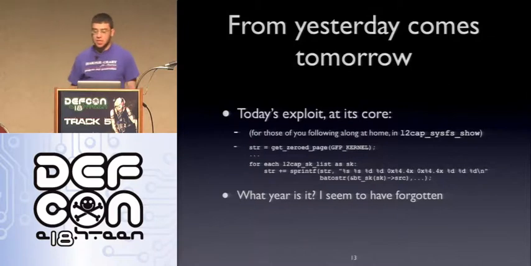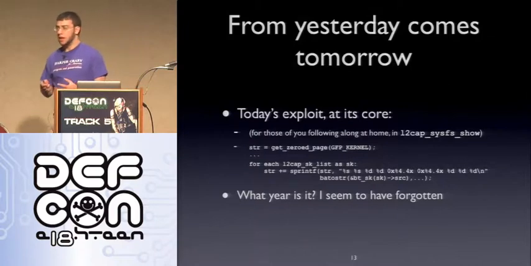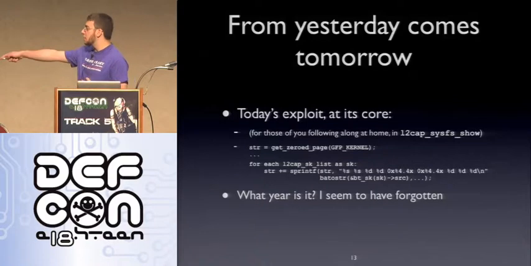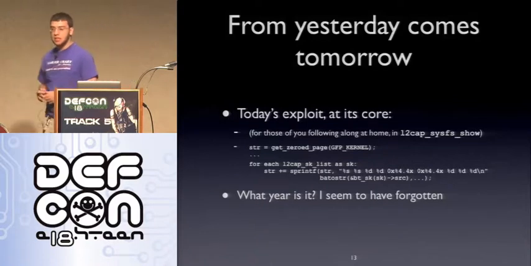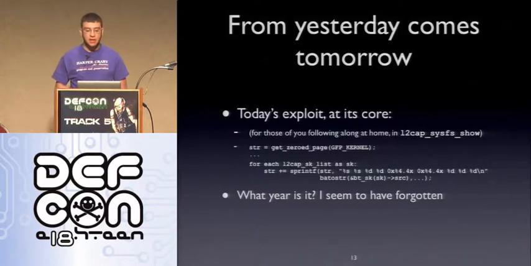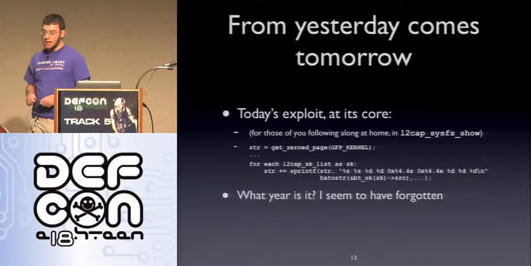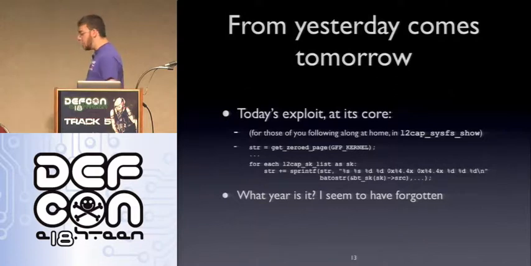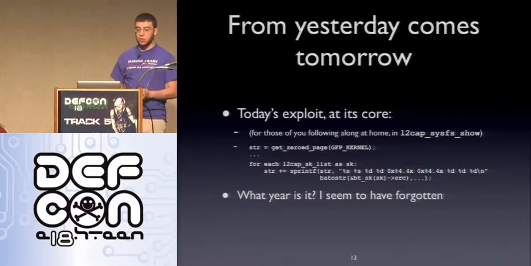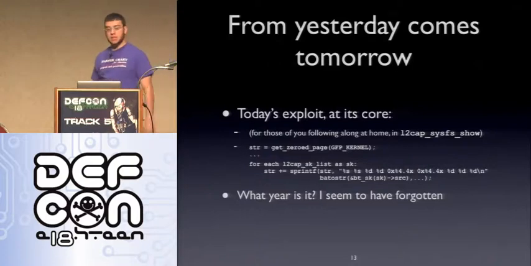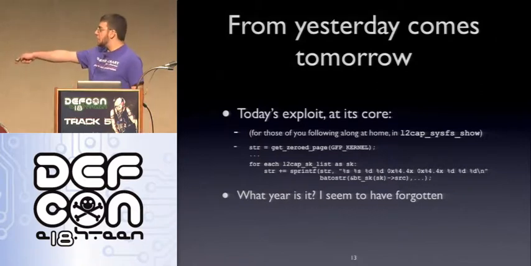Whenever you open a sysfs file, it allocates this buffer: str equals get zeroed page GFP kernel. Every time you open a sysfs file, it gets this buffer. It doesn't necessarily call this show function immediately, but as soon as you do the read for the first time, it calls this show function, L2cap sysfs show. Let me show you a little bit of what's inside here.